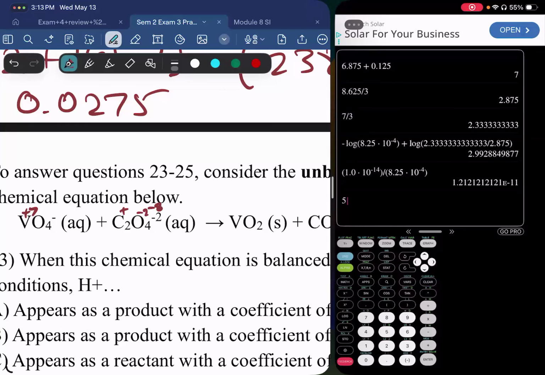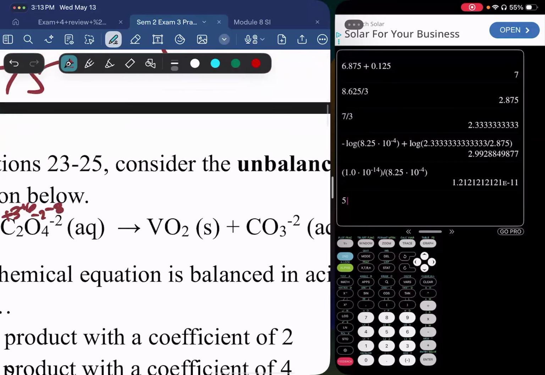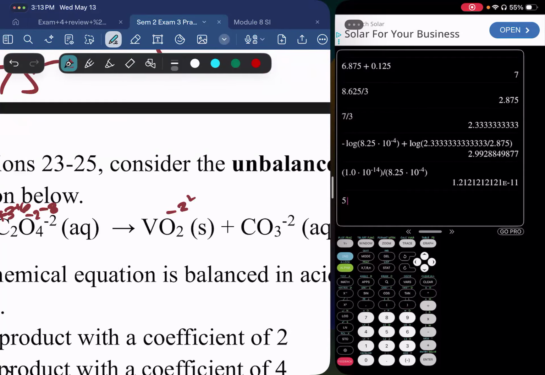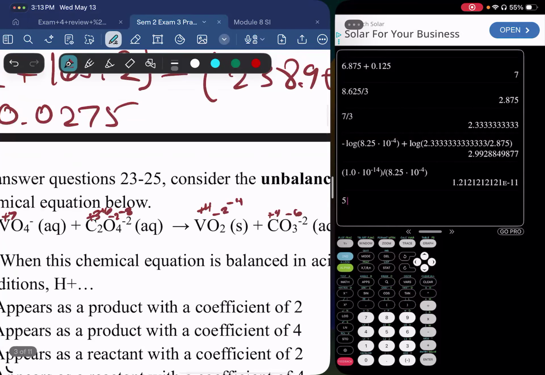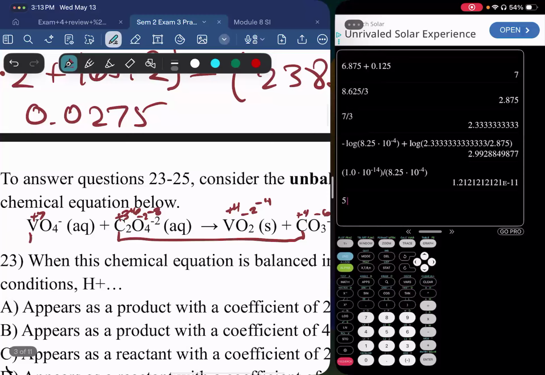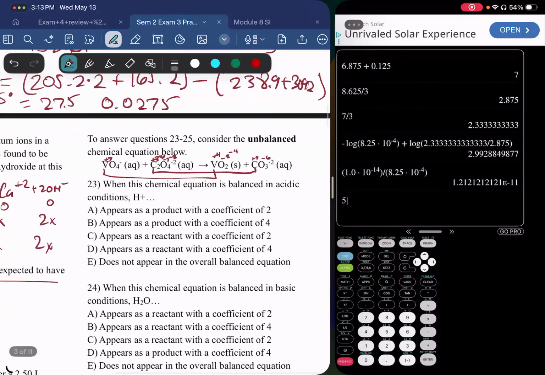So this is +6. Each carbon is +3, so +6 in total. This is a -2, so -4, so this is going to be +4. And then this is a -6, so this has to be +4. So we can see that carbon becomes more positive and V becomes more negative.